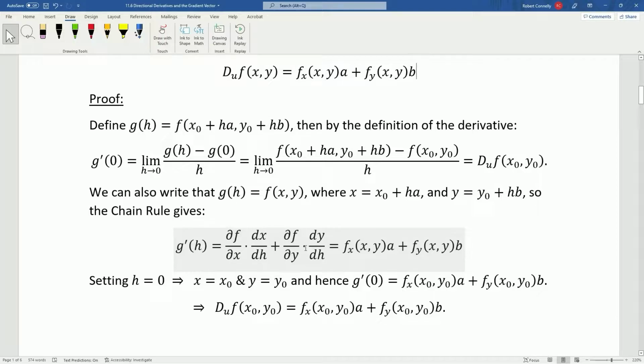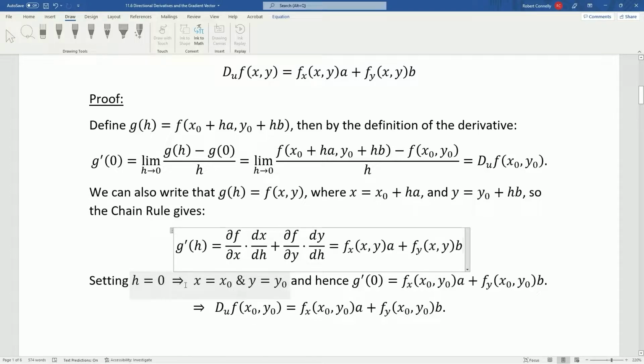Well, what does that give us? df dx and df dy are by definition the partial derivatives with respect to x and y respectively. Now if we look at dx dh, x is x naught plus ha. If we take its derivative with respect to h, you just get a. And likewise, dy dh, if you take its derivative with respect to h, you just get b. So g prime of h is the partial derivative of f with respect to x times a plus the partial of f with respect to y times b.